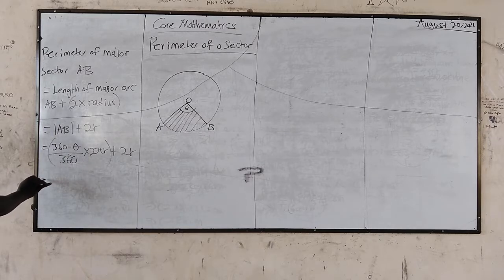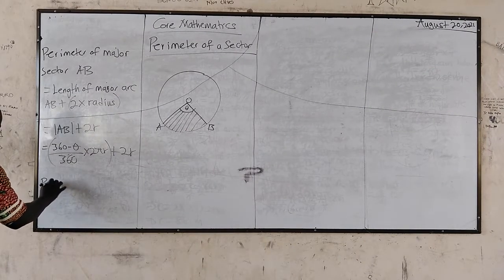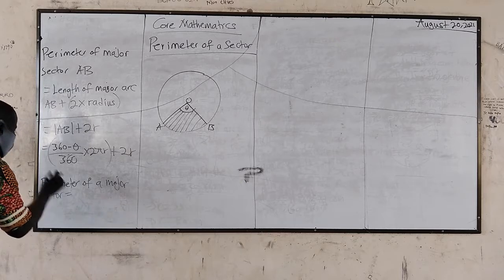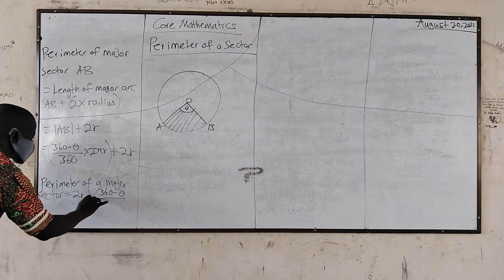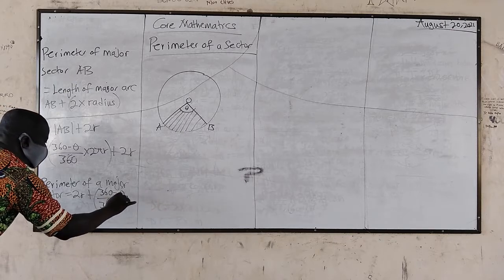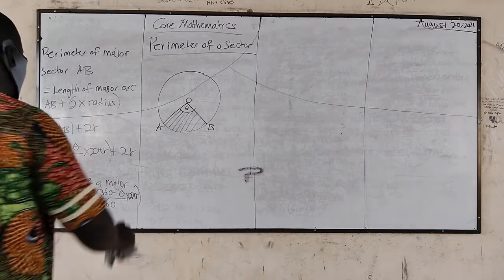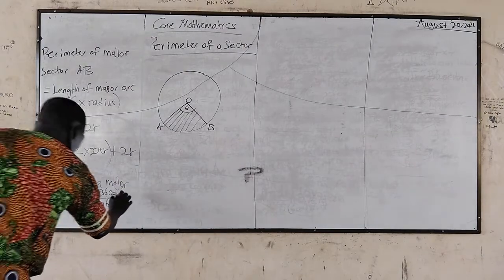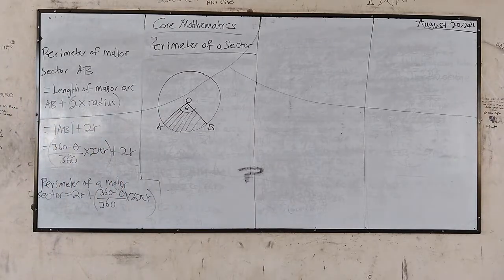So we can therefore say that the perimeter of a major sector is simply 2r plus 360 minus theta over 360 times 2 pi r. Are you okay? Write it properly. Times 2 pi r. And that is what we are certainly looking at. Do you see that? Okay?